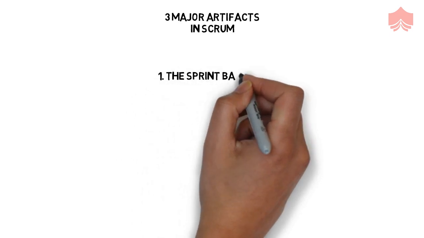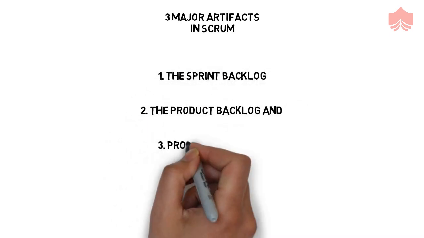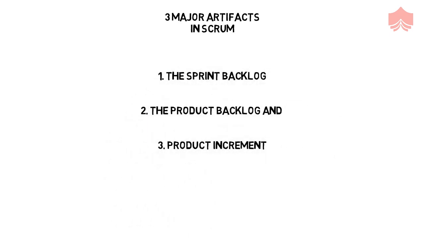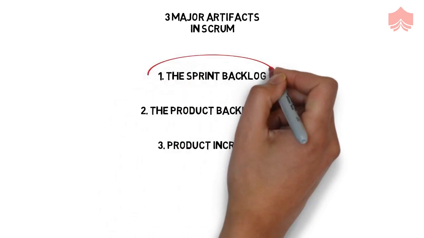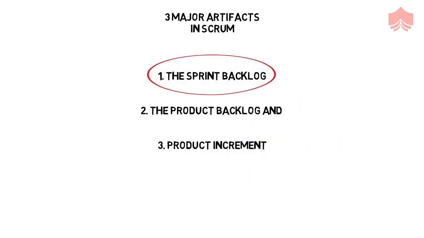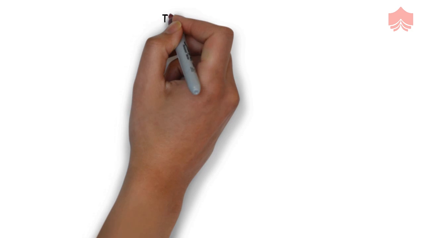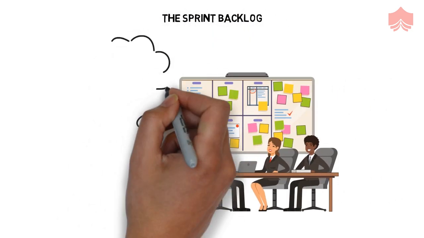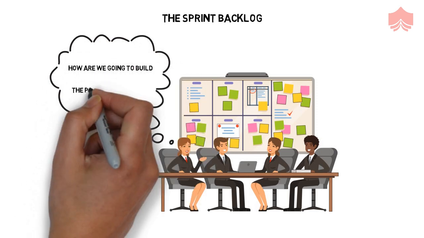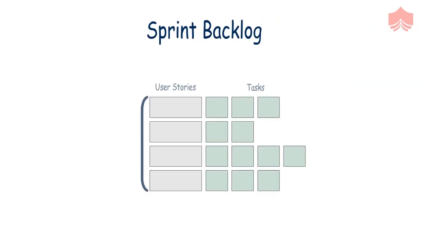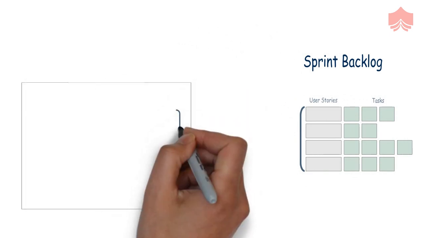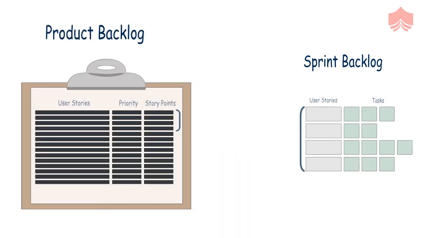There are three main artifacts in Scrum: the Sprint Backlog, the Product Backlog, and the Product Increment. In this video, we will be discussing the Sprint Backlog, so let's begin. The Sprint Backlog can be seen as a plan devised by the team on how they are going to build the Product Increment. The Sprint Backlog can be considered as a subset of Product Backlog on which the team has decided to work in the current sprint.